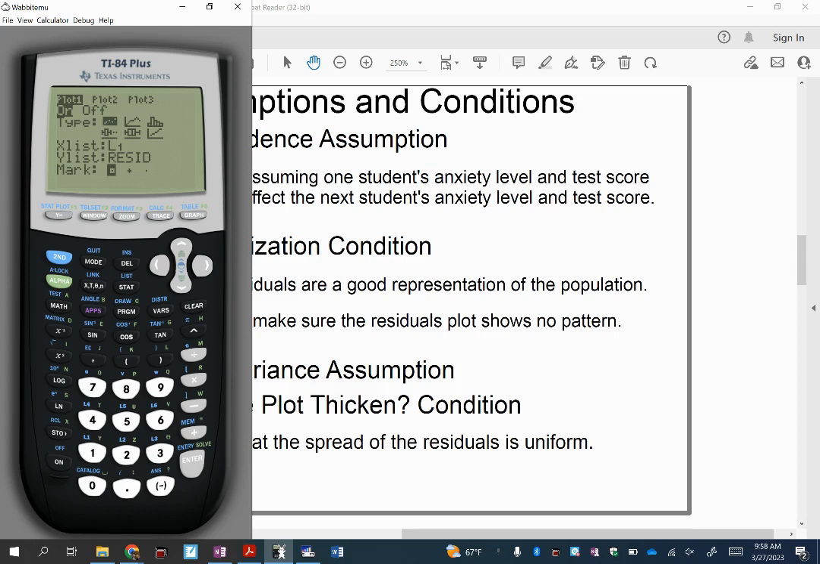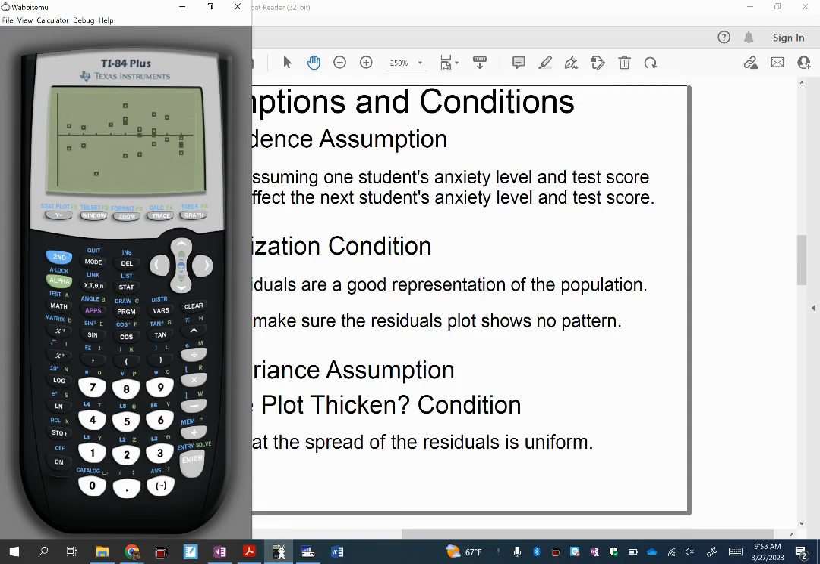Then hit graph again. Zoom 9. Oh, I should have taken that off. I'm sorry. Let me do that. I do that every time. If you want to get that off, go to y equals, over to the equal sign, hit enter, and it will not graph it. Sorry about that. It's okay if it's there.